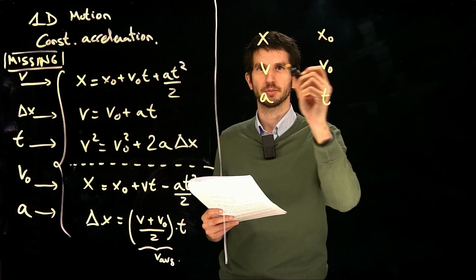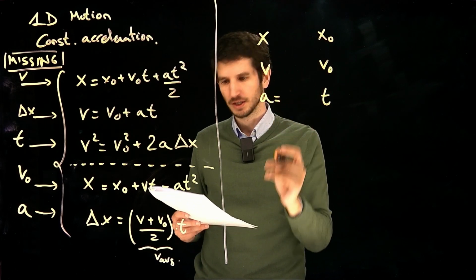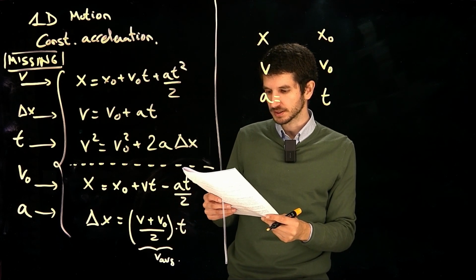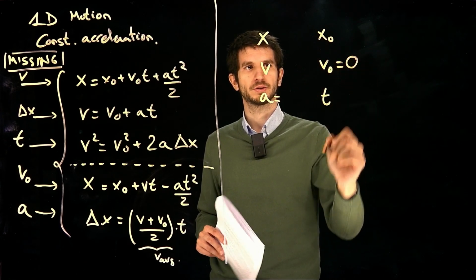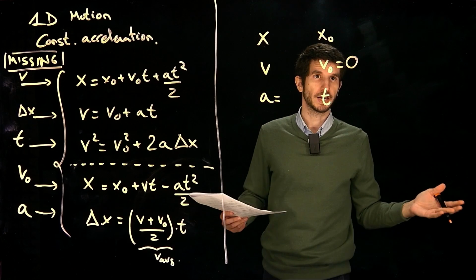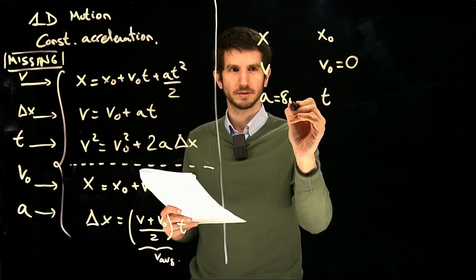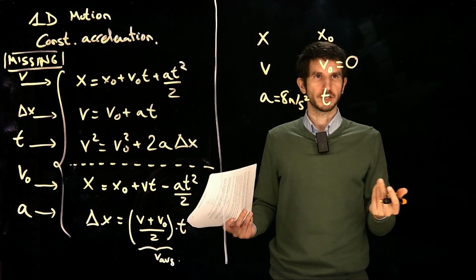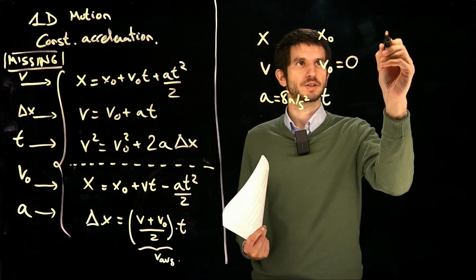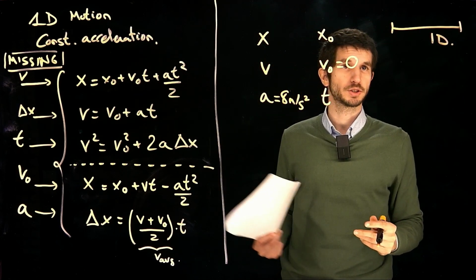So position, initial position, velocity, initial velocity, acceleration, and time. And the first thing they're telling me is that there is an object that starts from rest. That starts from rest means that there is 0 initial velocity. Then it has a constant acceleration of 8 meters per square second, and it moves along a straight line. Of course, it moves along a straight line. It means that it is one-dimensional motion, and it is with constant acceleration.